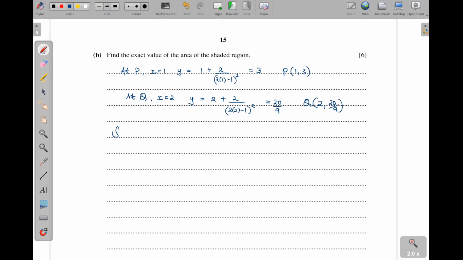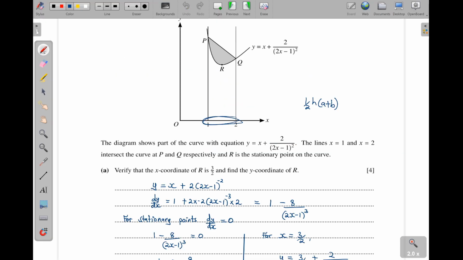Okay. So our shaded area, like we said before, is equal to the area of the trapezium minus the area under the curve. And of course, we find the area under the curve by integration. So the area of the trapezium is going to be a half h, then (a plus b). So what is the h? h is this one here, that is the perpendicular distance between the two parallel sides. 2 minus 1, that is a 1. And then a can be this smaller value, which is 20 over 9. That is the one we have gotten. And then this is 3.